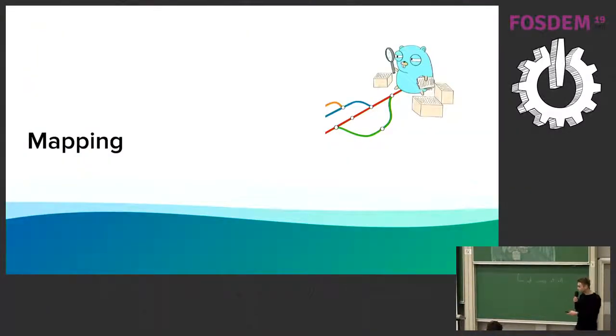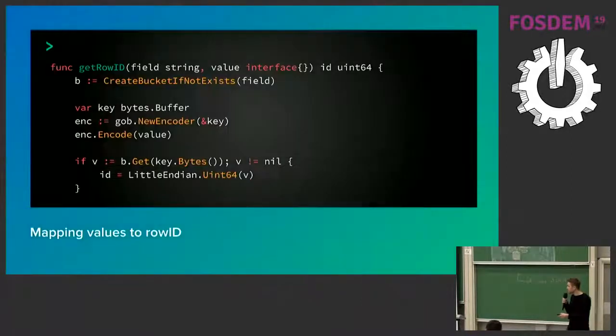And the last but not least is mapping. Mapping is important because with the bitmap indexes, you have just rows and columns, so you have to map values and records to columns and row IDs. So the mapping works like this. You want to get the row ID for your value. Rows are local per field, so you have to specify in which field.